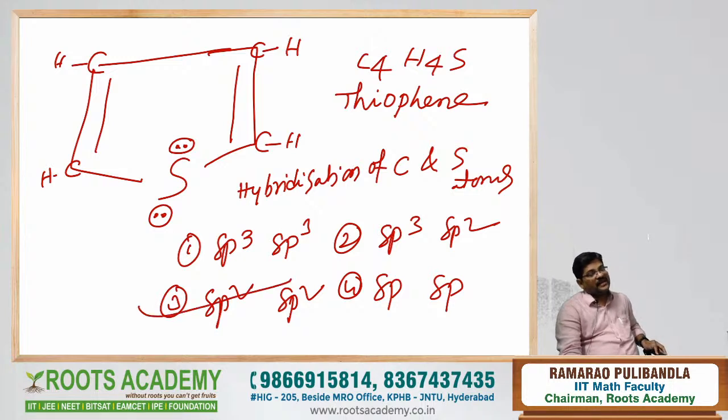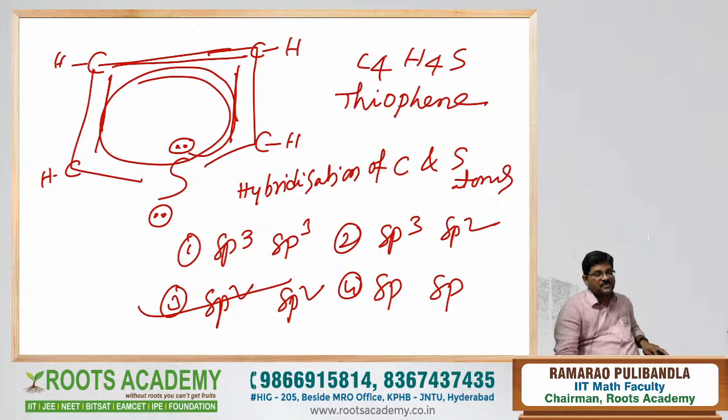What is the reason? Again the same reason: because of lone pair double bond conjugation. See, Nana, the lone pair and double bond are separated by a single bond. Because of this lone pair conjugation, the hybridization of the carbon and sulfur is sp2 and sp2. In this way, we have to find out the hybridization in all molecules like this.